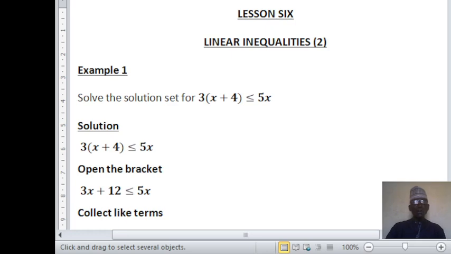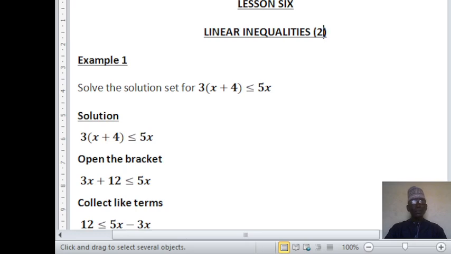So today we are going to continue with our linear inequalities series, and we are going straight to example 1. Example 1, lesson 6. We are asked to solve for the solution set of 3 into open bracket x plus 4 close bracket, less than or equal to 5x. Solution: we bring down the inequality, 3 into open bracket x plus 4 close bracket, less than or equal to 5x.